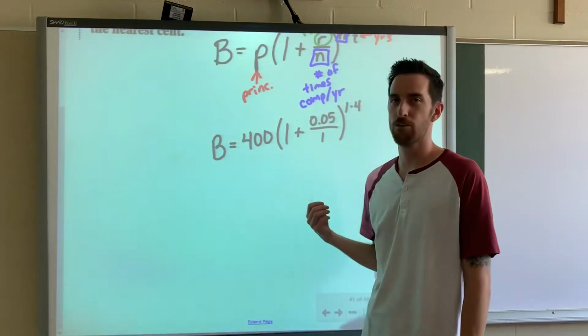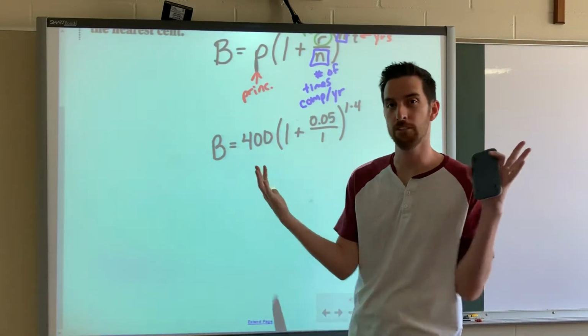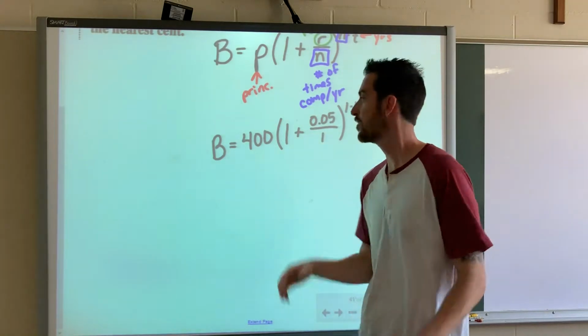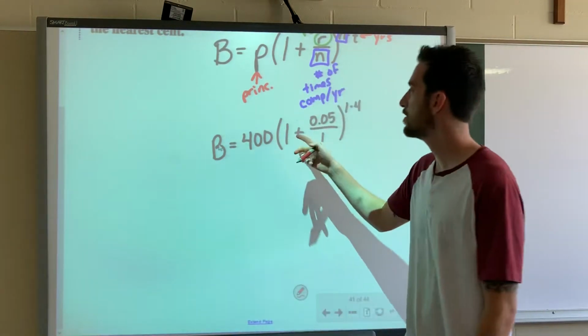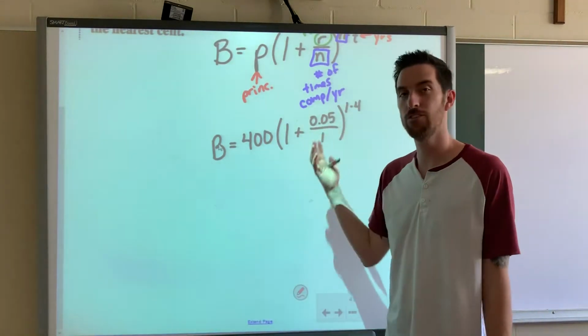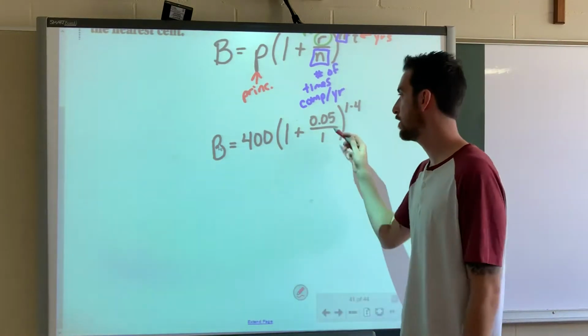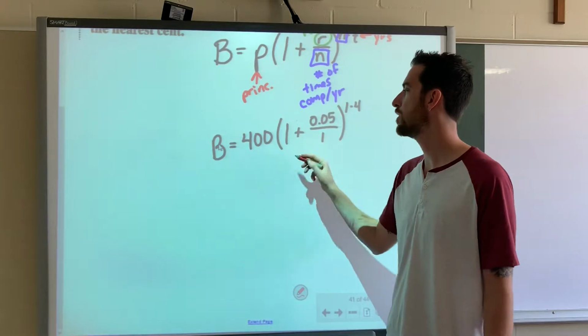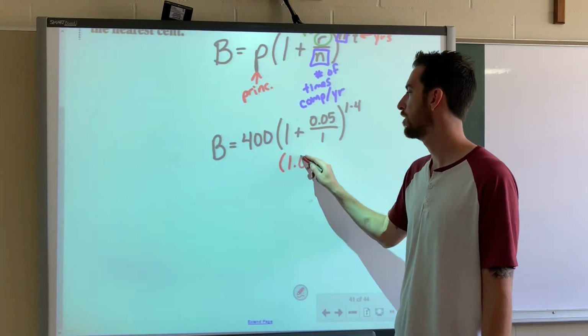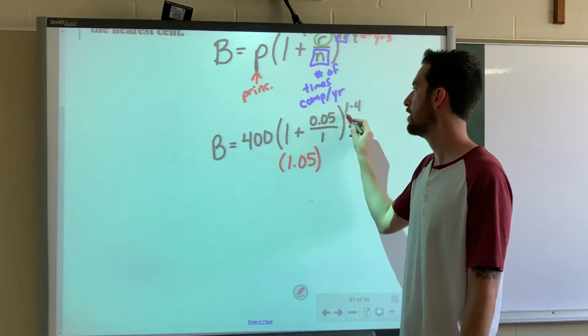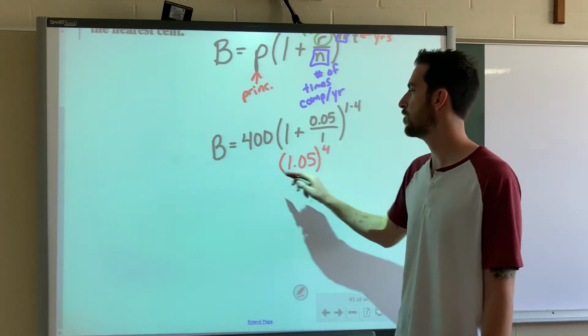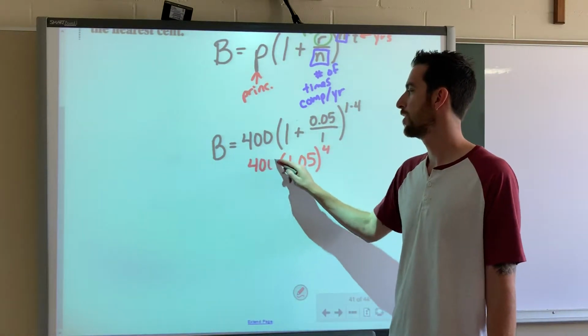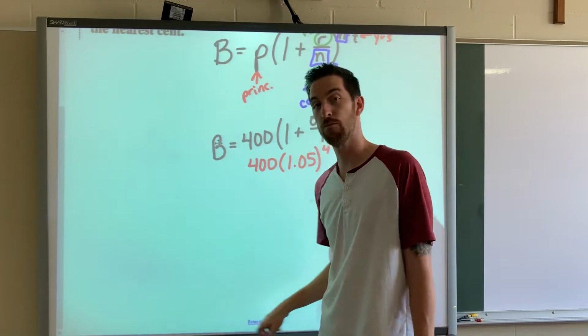So now we can use our order of operations. Order of operations says you figure out everything in the parentheses first. So in the parentheses I have addition, I also have division, so division would come first. 0.05 divided by 1 is just 0.05, plus 1 is 1.05. Here the exponent is 1 times 4, which is 4. So there's what we have.